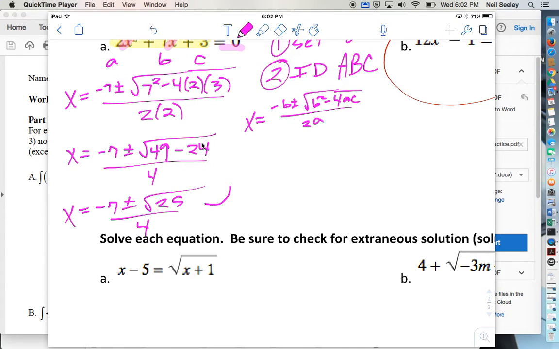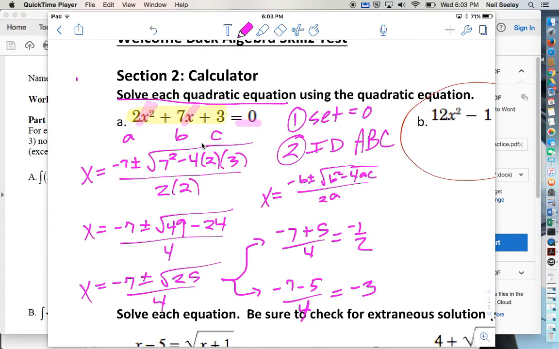So here's what we're going to end up with. We're going to get 2 of them, which means this graph, the parabola, crosses the x-axis twice. And we drew graphs in class to imagine what that looked like. So negative 7 plus the square root of 25, which is 5, over 4. That's going to give us negative 2/4, or negative 1/2. And then if I take negative 7 minus 5 over 4, that's negative 12/4, which we also know as negative 3. Those are our two solutions. In a rough graph, this graph has roots where it crosses negative 3 and negative 1/2.